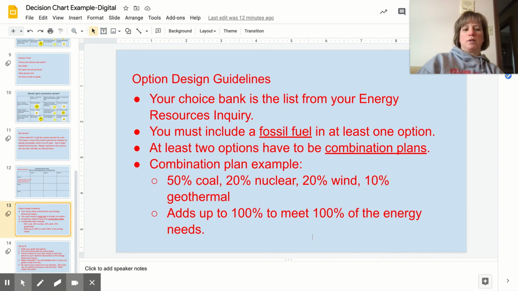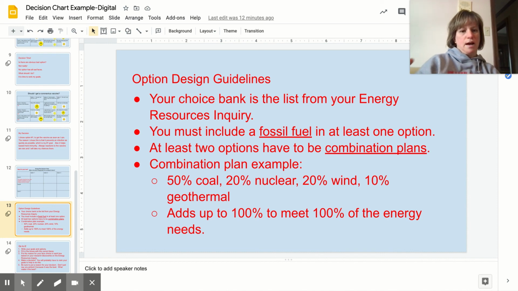Now, here's the next tricky thing. At least 2 of your options, although it could be all 3, have to be combination plans. So what do I mean by a combination plan? So check this out. This would not be 4 different options. This is one option to combine coal, nuclear, wind, and geothermal as one complete plan. And notice 50% coal plus 20% nuclear, that's 70%, 20% wind, that's 90%, 10% geothermal, ding, ding, ding, that's 100%. They have to add up to 100% to meet 100% of the energy needs.